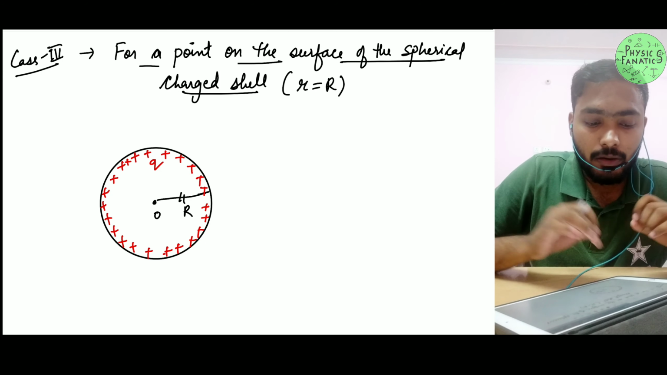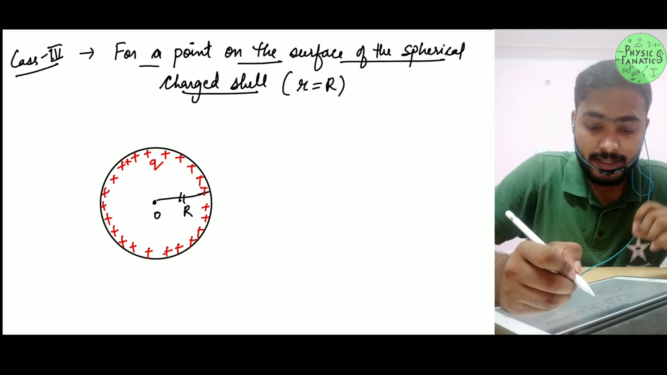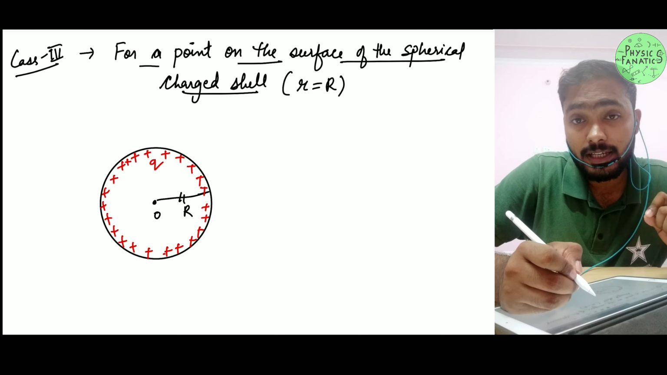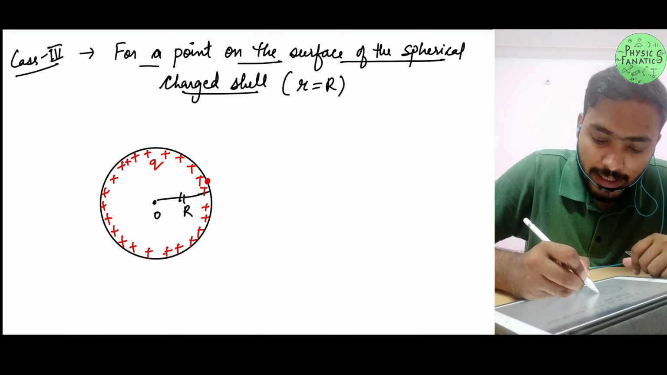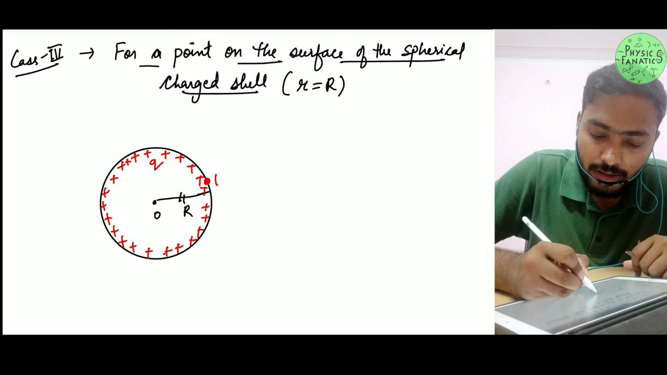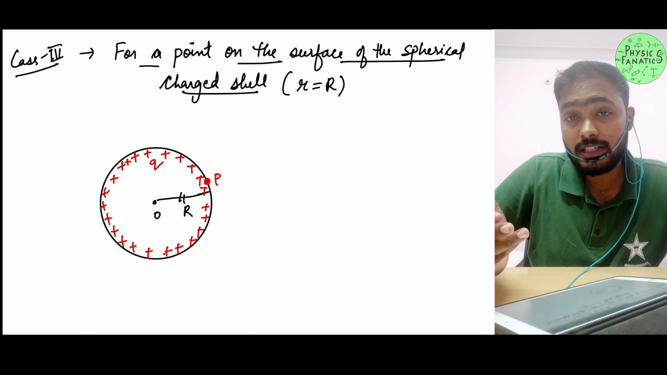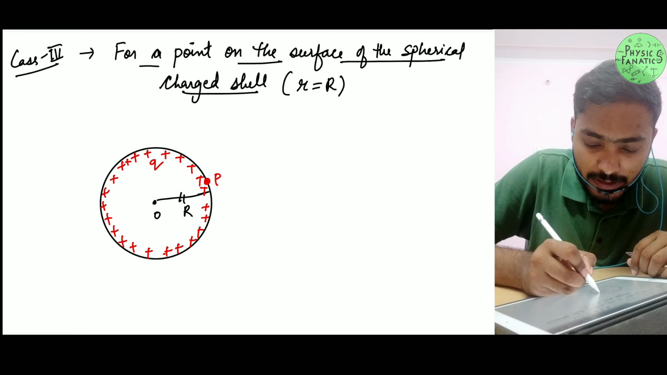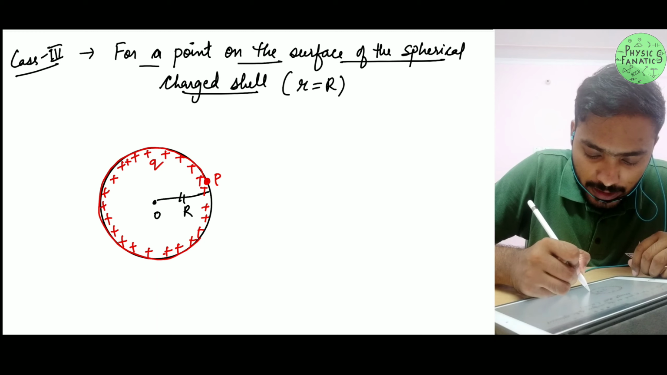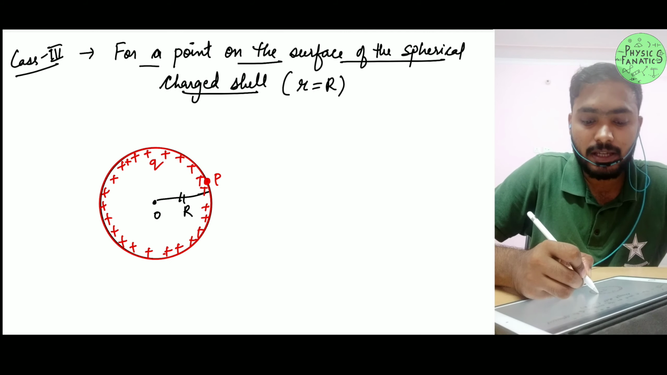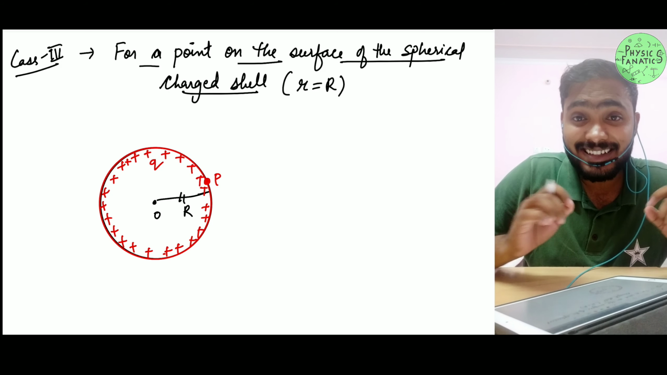Clear? Great. Now I have to make the Gaussian surface. The Gaussian surface must include the point where I'm supposed to find out my electric field. For this particular case, I will find out the electric field at the surface. Let me call this point P, where I'm supposed to find out my electric field. Then obviously I have to make the Gaussian surface, and it must include my point P. So this is my Gaussian surface. The surface itself becomes my Gaussian surface. I hope you guys can understand that, right?